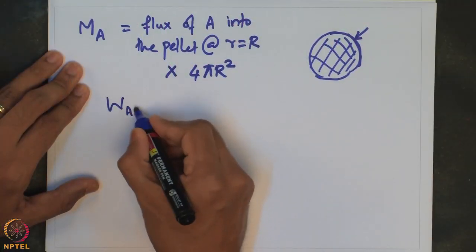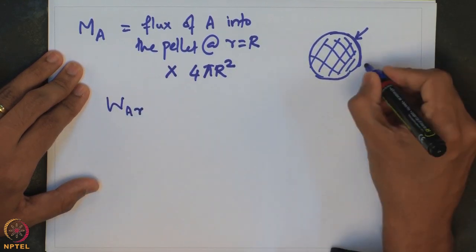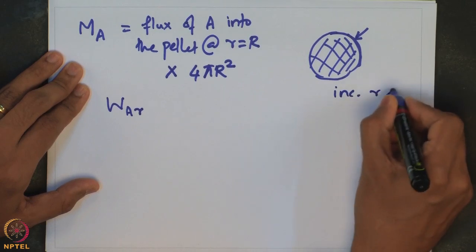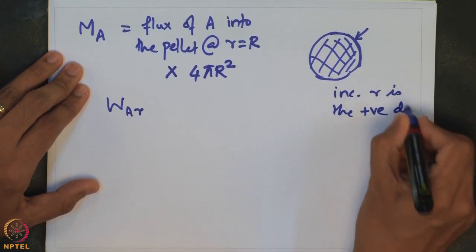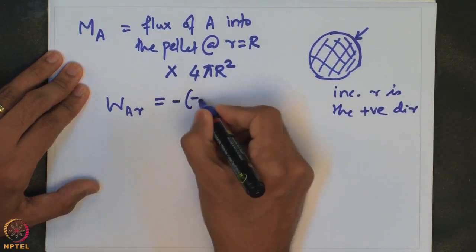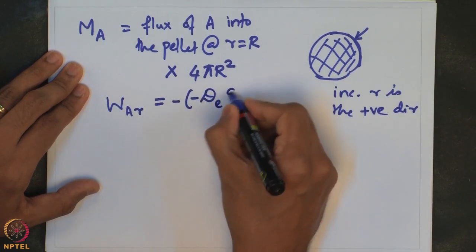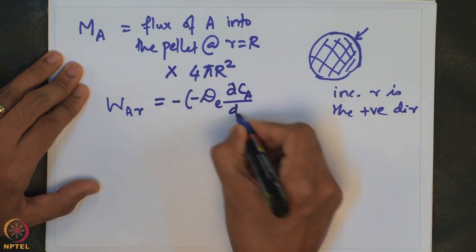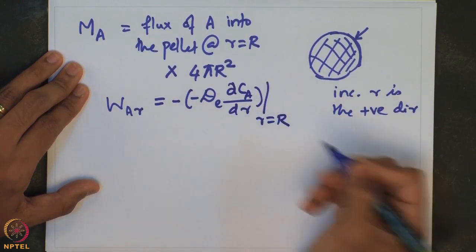Now, how do we find the flux of the species that enters the pellet at the exterior surface, that is r equal to R? We know the flux equation, the relationship between the flux and the concentration gradient, and that is essentially given by WA in the radial direction. Remember that we have assumed that increasing r is the positive direction. So therefore, the flux at which the species is entering at the exterior surface is essentially equal to minus DE, the effective diffusivity, into dCA by dr, evaluated at r equal to capital R.